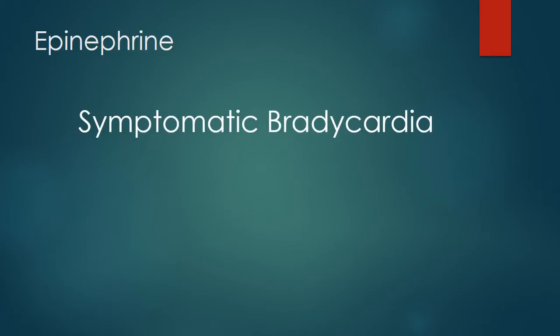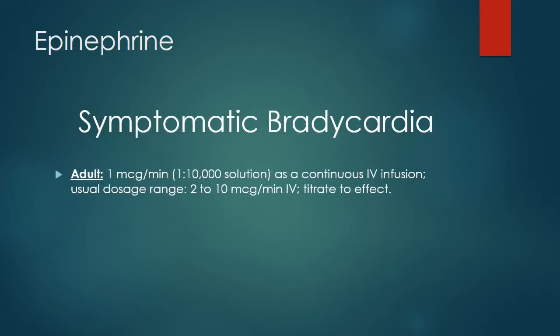Symptomatic bradycardia: the adult dose will be 1 microgram per minute of the 1 to 10,000 solution. As a continuous IV infusion, usual dosage range is somewhere between 2 to 10 micrograms per minute IV, and you titrate to your effect.